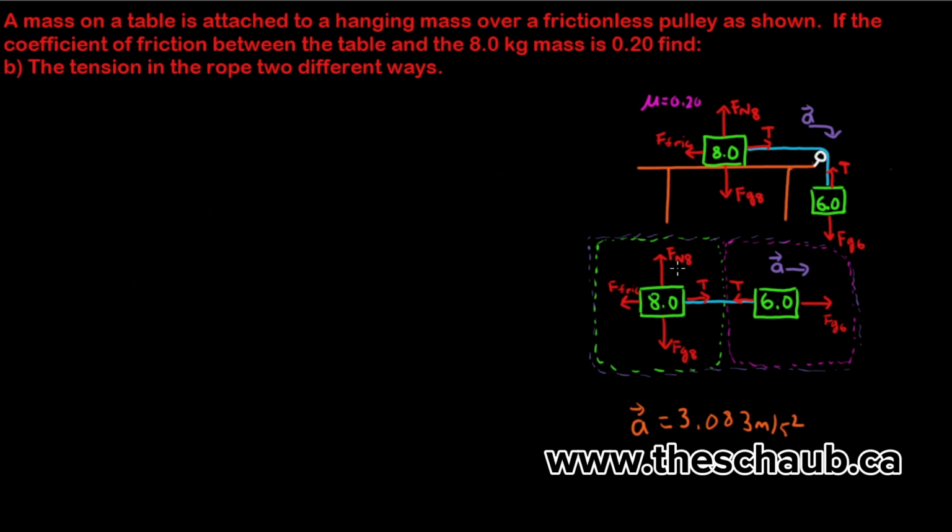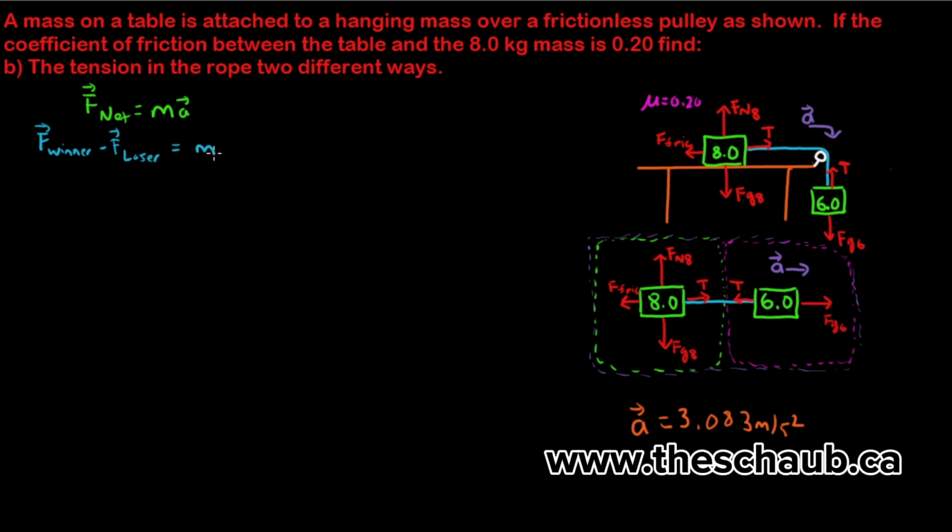We'll start with our left hand or green system here, and we'll solve for tension, starting with our force equation. Force net is equal to the mass multiplied by the acceleration. And as before, we'll do the force of the winner minus the force of the loser.